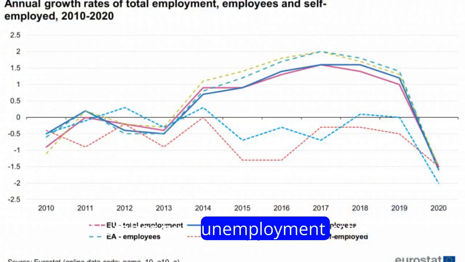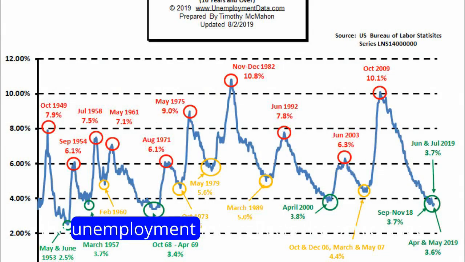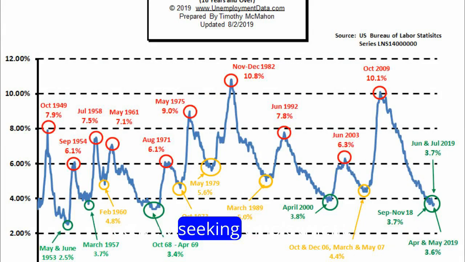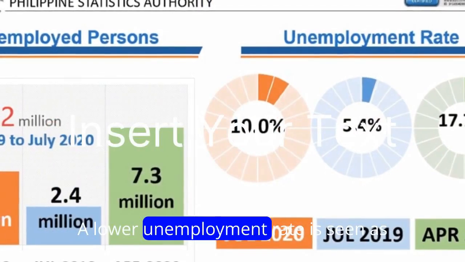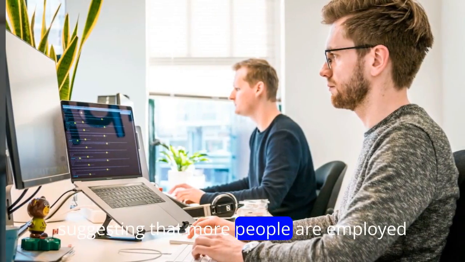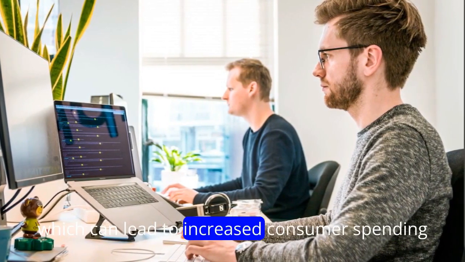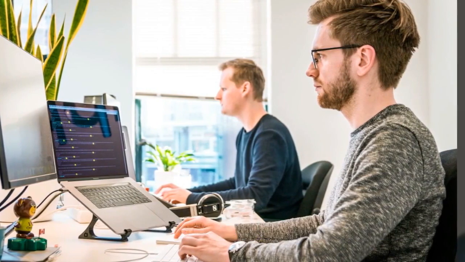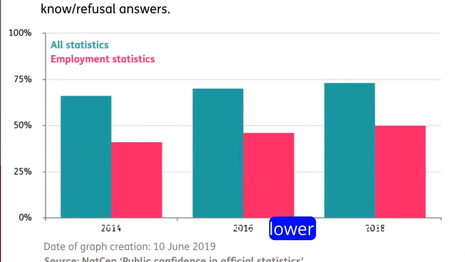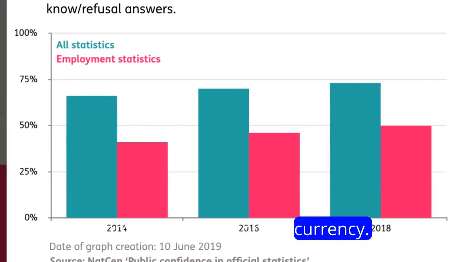Number 2. Unemployment rates. The unemployment rate reflects the percentage of the labor force that is unemployed and actively seeking employment. A lower unemployment rate is seen as a positive sign for the economy, suggesting that more people are employed, which can lead to increased consumer spending and economic growth. Forex traders watch for changes in unemployment rates, as lower rates can contribute to a stronger currency.